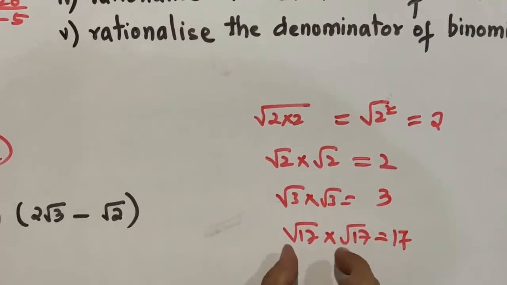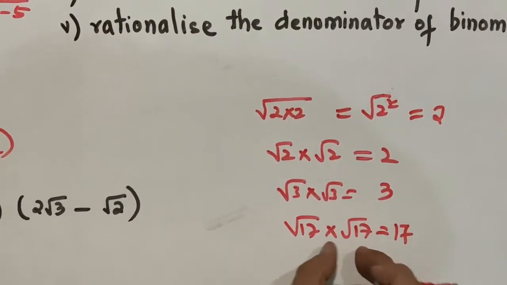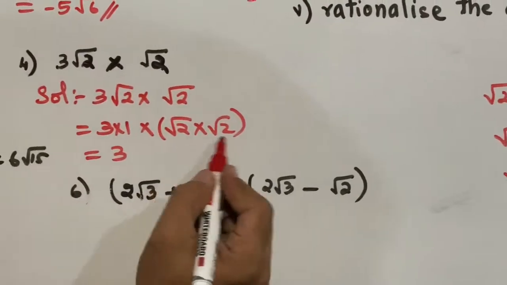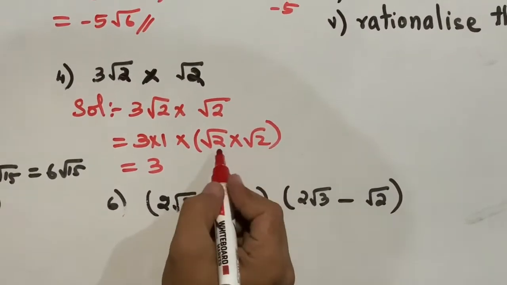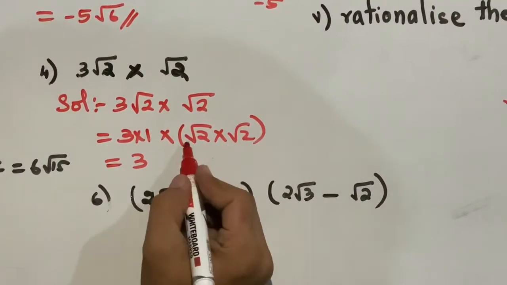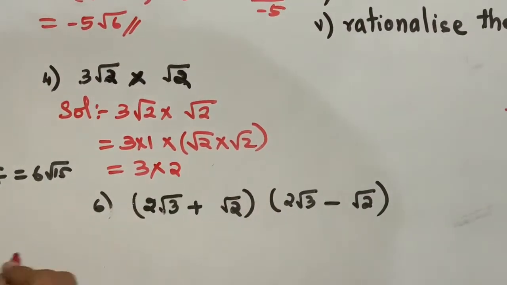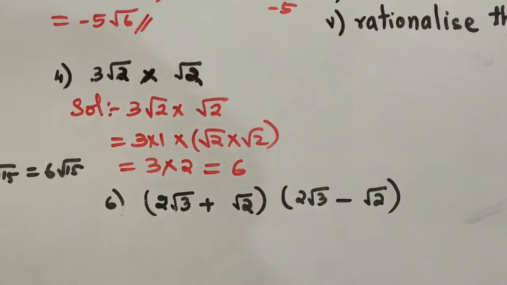When you multiply square roots, the square root goes away. Root 2 into root 2: irrational numbers are multiplied, and the answer comes out without the root. So 3 times 2 is 6.